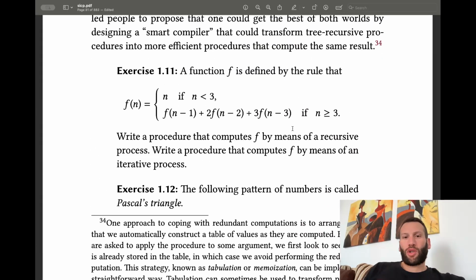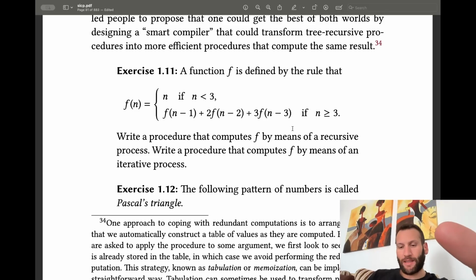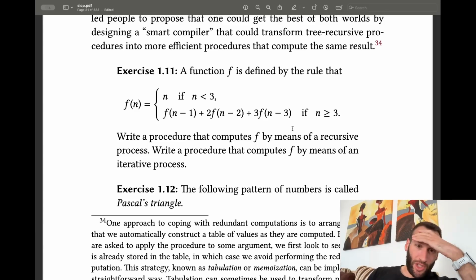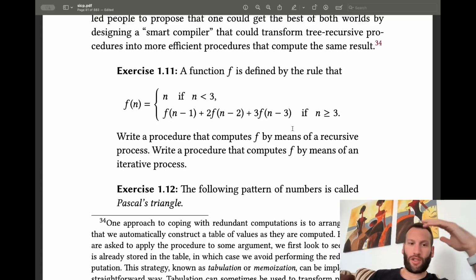Yes, a function f is defined by the rule that the function returns n if n is less than 3, and otherwise returns f of n minus 1 plus 2f of n minus 2 plus 3f of n minus 3. And the exercise asks to write a procedure that computes f by means of a recursive process. And also to write a procedure that computes f by means of an iterative process.